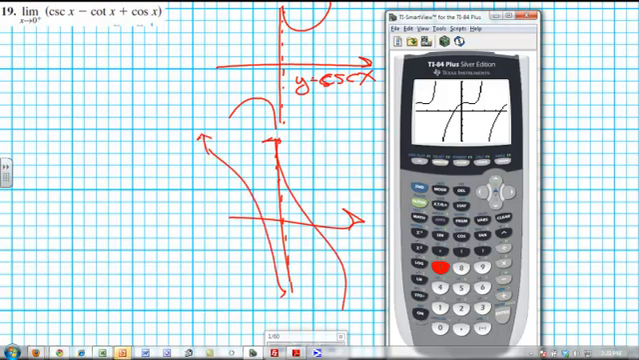Well, that's terrible. On every multiple of pi, it's undefined. All right? So I've got a couple of things, but this part here looks like infinity minus infinity.